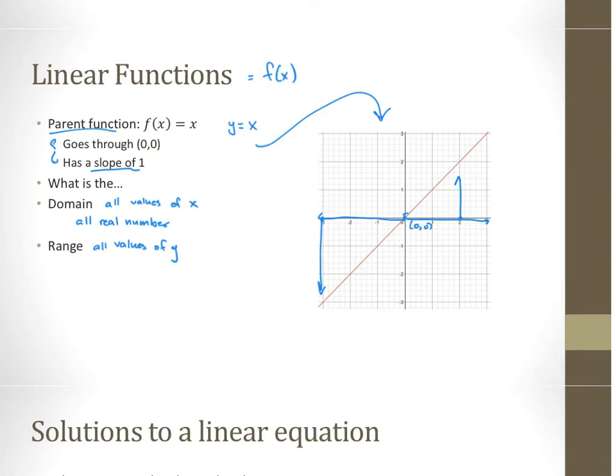follows similar rules. Any value of y, there's the graph. Pick another value of y. I go over, there's the graph. So the range for linear functions is also going to be all real numbers. This won't always be the case, but for right now, it is.